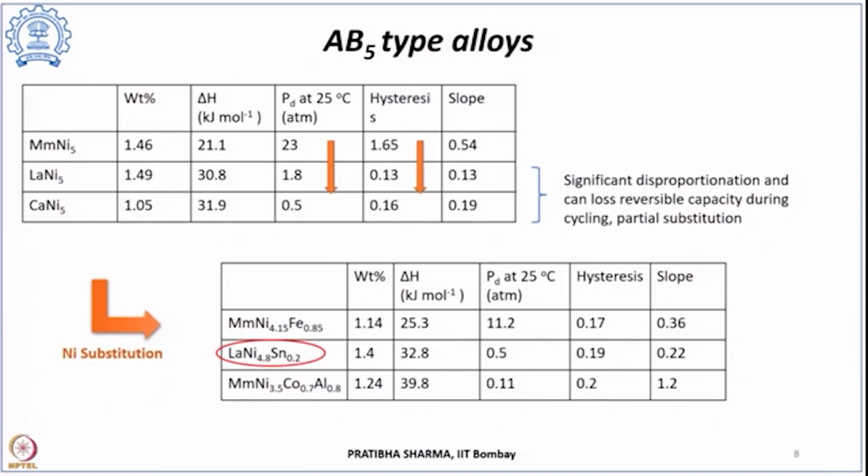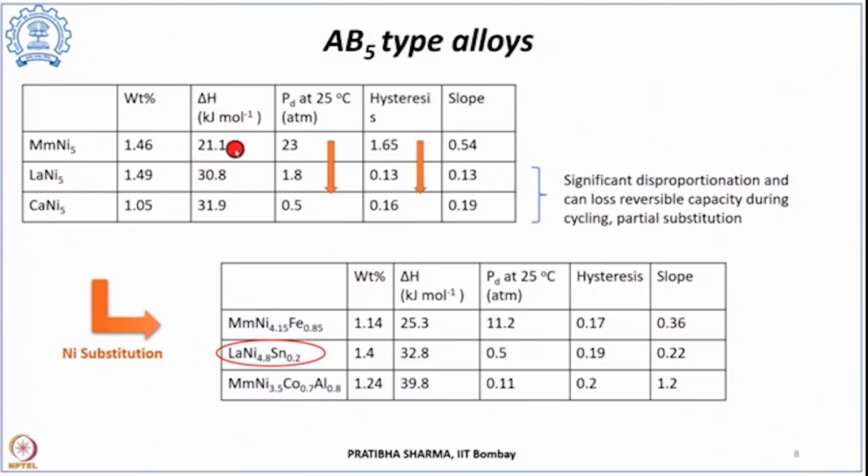Now, if we consider some examples, on the A side it is mish metal or lanthanum or calcium, these are substituted with mish metal, lanthanum or calcium. B side is Ni. So, MmNi5 or LaNi5 or CaNi5, we see that they have different storage characteristics. MmNi5 has a gravimetric capacity of 1.46 weight percent, LaNi5 has 1.49 weight percent, CaNi5 has 1.05 weight percent.